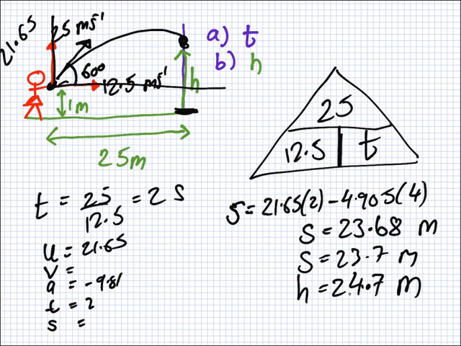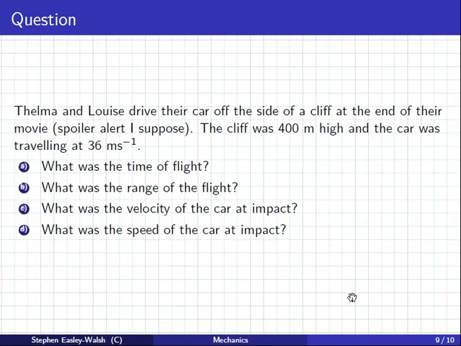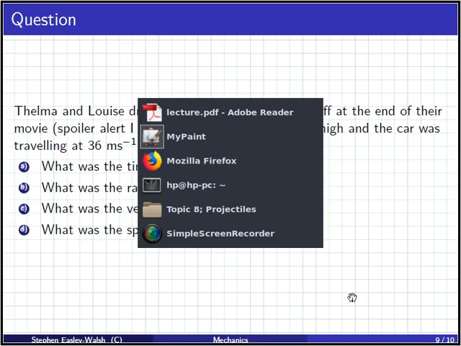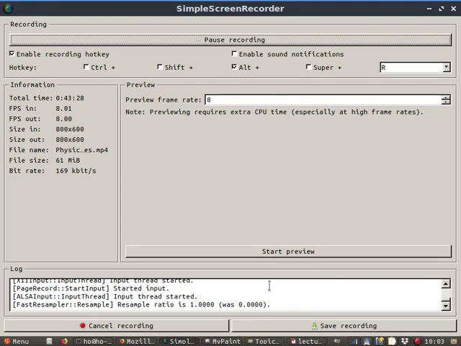Okay, you got that? Yeah? Okay. Thelma and Louise drive their car off the side of a cliff at the end of their movie. The cliff was 400 meters high and the car was travelling at... So the question we just finished, which number is it so I can make reference? It was just example 2. But if you want to watch the video later, you would need to look at around about the 40-minute mark.